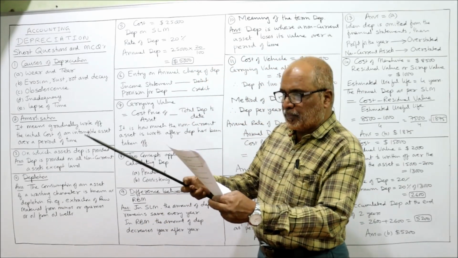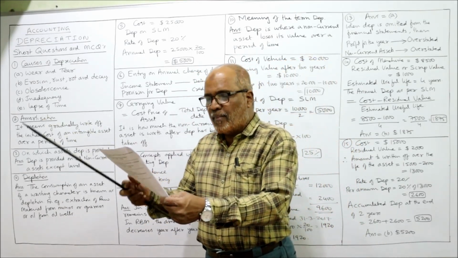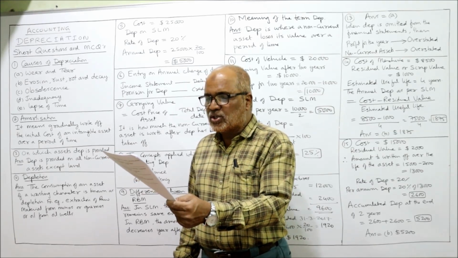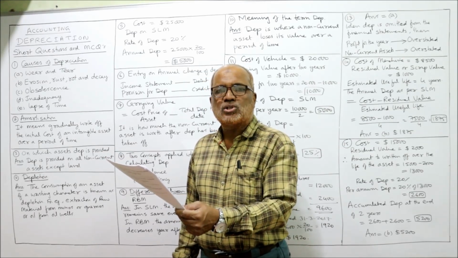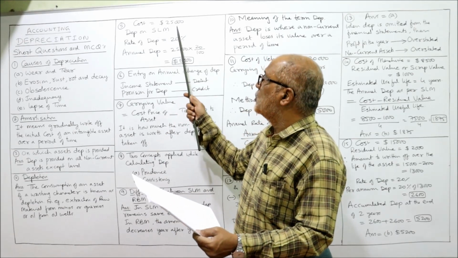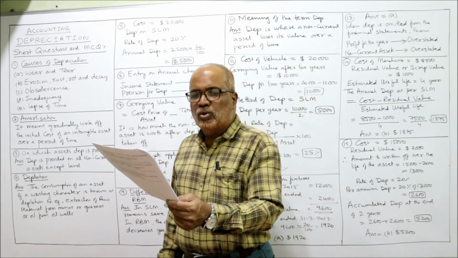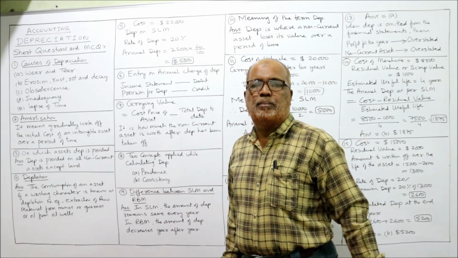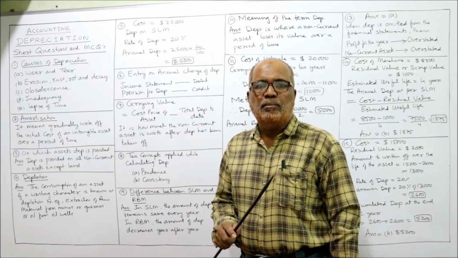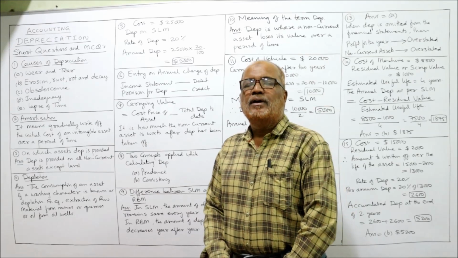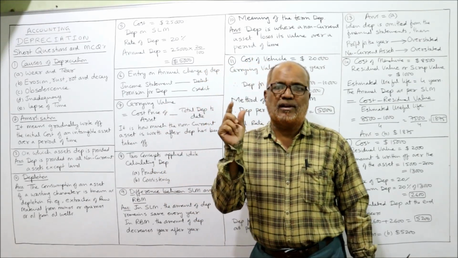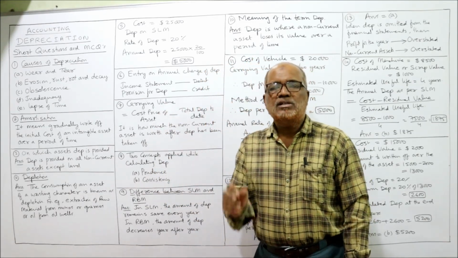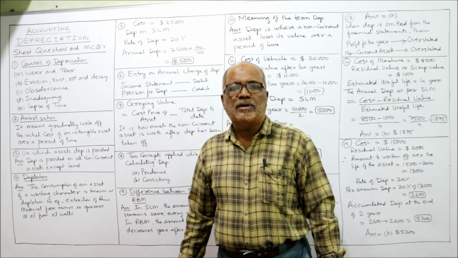Next one is the fifth problem. Mike purchased a motor vehicle at a cost of 25,000. The cost of the asset, vehicle, is 25,000. He wants to use the straight line method at 20%. Calculate the annual depreciation. Straight line method. In this method, the annual depreciation will remain the same. So what is the fixed rate? 20%.